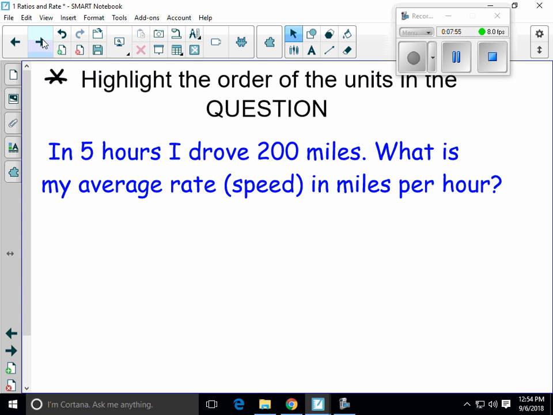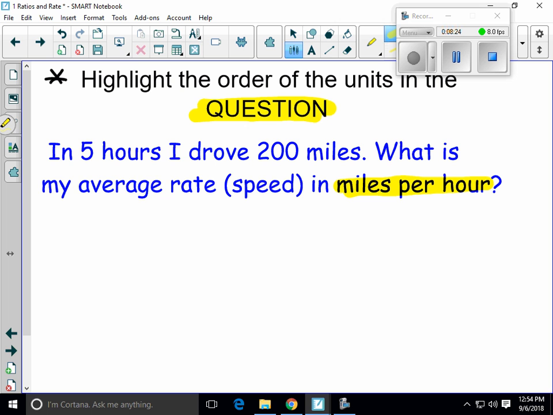All right, let's go through some unit rate problems now. When you're doing these problems, I want you to underline, or if you can, highlight the order of the units in the question. This problem mentions in 5 hours I drove 200 miles. What is my average rate or my average speed in miles per hour?